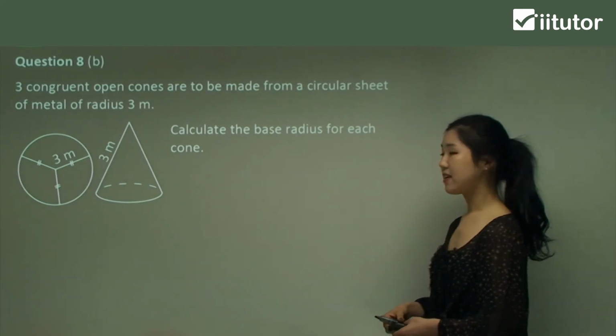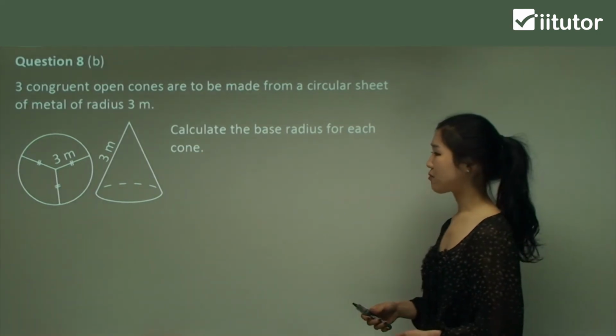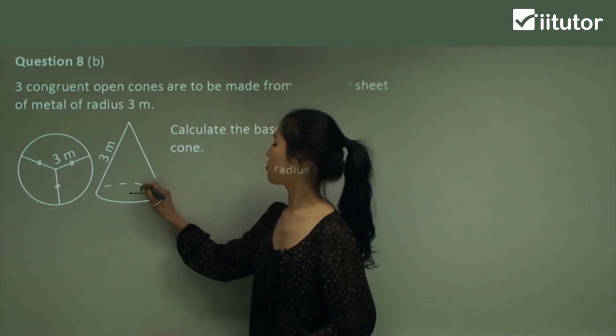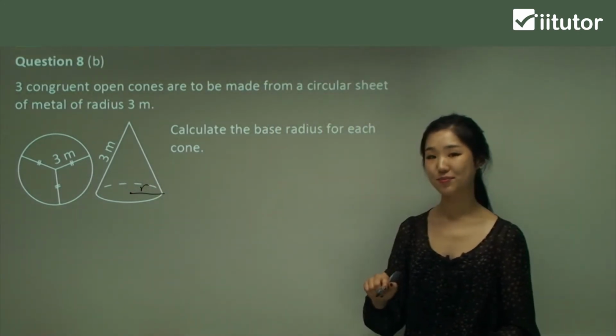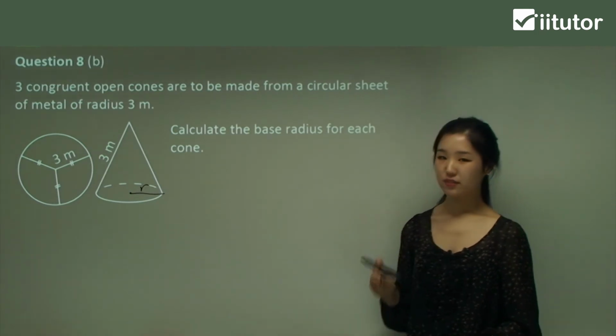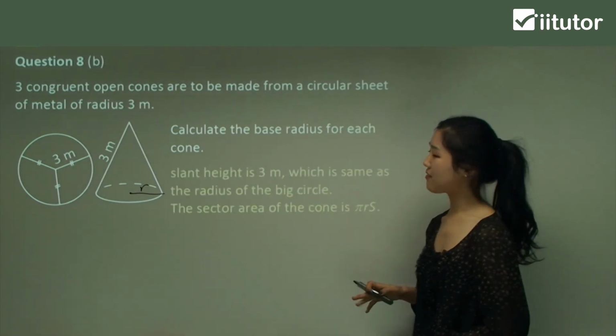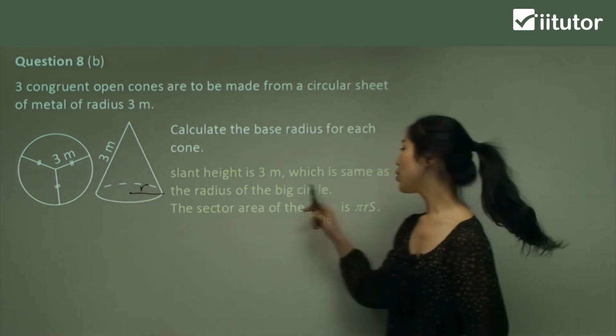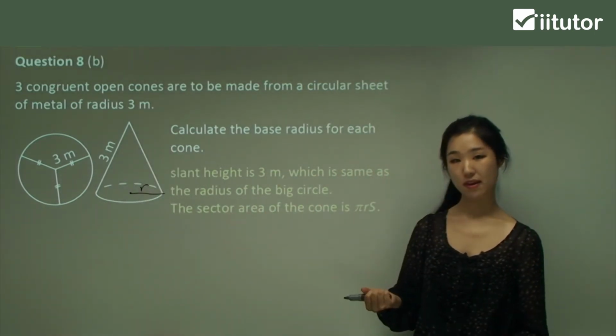Okay. Now part B. Calculate the base radius for each cone. So the base radius is going to be this radius for the cone, isn't it? Now, don't think too difficultly, guys. What I'm going to say, first of all, the slant height of the cone is 3 meters, which is the same as the radius of the big circle.